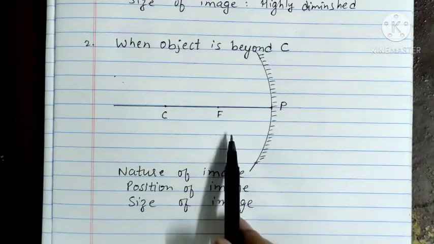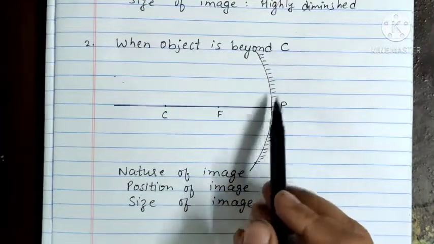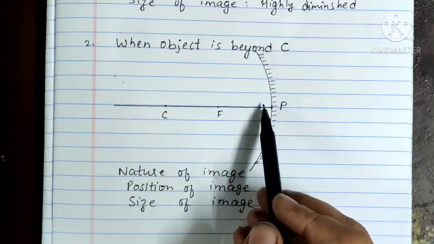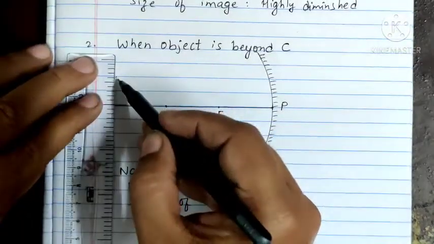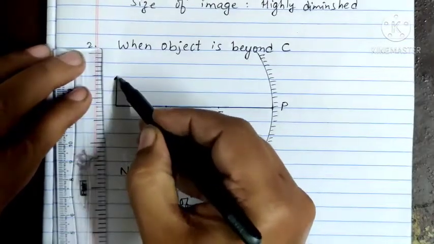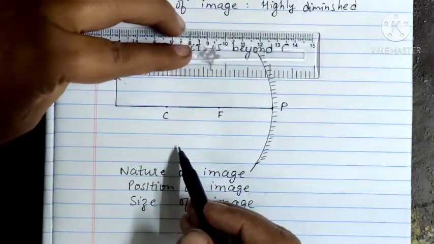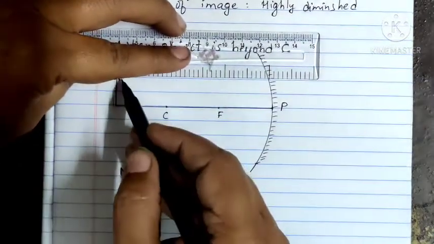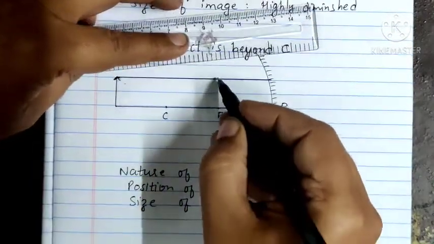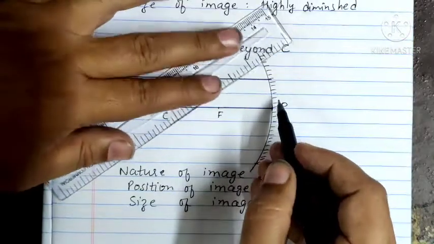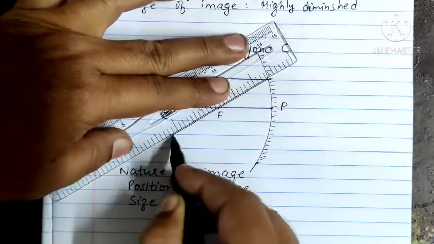Now let us take the second case, when the object is beyond C, kept in front of a concave mirror. Let us draw the image. This is the object. The ray from the tip of the object is moving parallel to the principal axis, and we know the rule that after reflection it will pass through the focus.